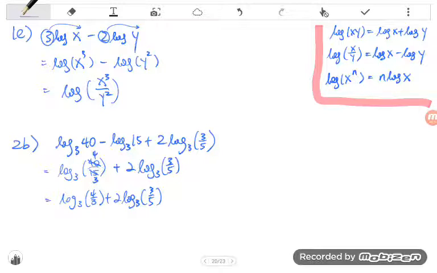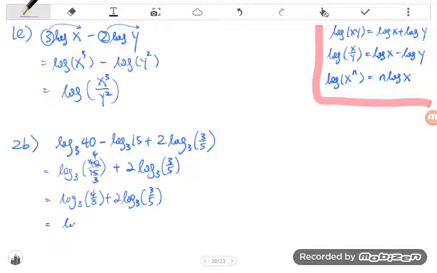So now I have addition. However, when I'm applying the addition, be careful. When we are applying the addition, you cannot have any coefficient in front of the logs. You can't, so be careful with that. Right now I have this plus 2, so before I apply this rule, I need to deal with the 2 first.